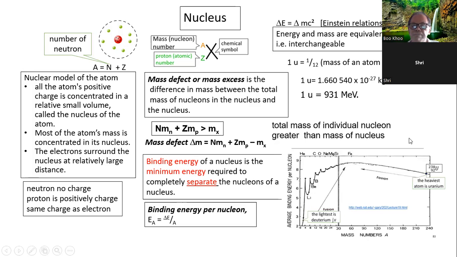And then know how to interpret the graph. There's a shape there. Iron is the topmost there. The larger the value, the more stable it is. So fusion: smaller nuclides join to form a bigger one. Fission: a bigger one breaks up into smaller ones.